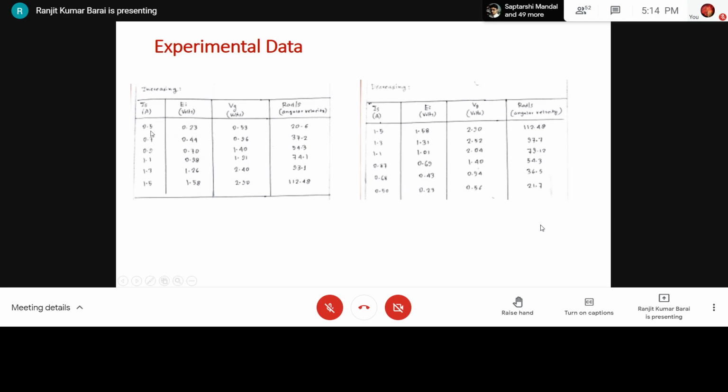0.5. We observed the current. We changed the current from 0.5 when the EI was 0.23, and we gradually increased the EI up to 1.58 volt, and then the current was 1.5 ampere. And the corresponding tacho generator voltage was this much. And from here we could calculate the speed. And if you like, you can calculate the torque from here using that table.